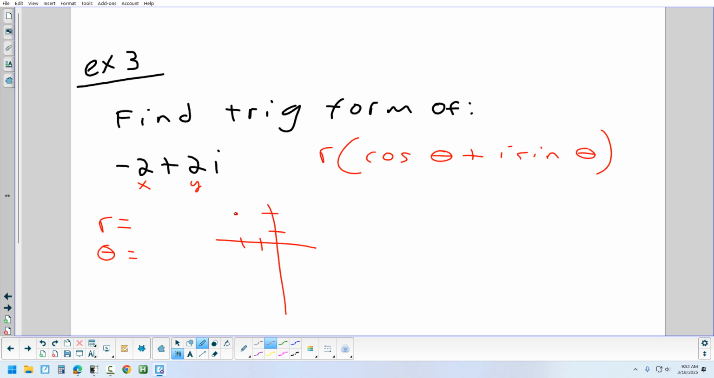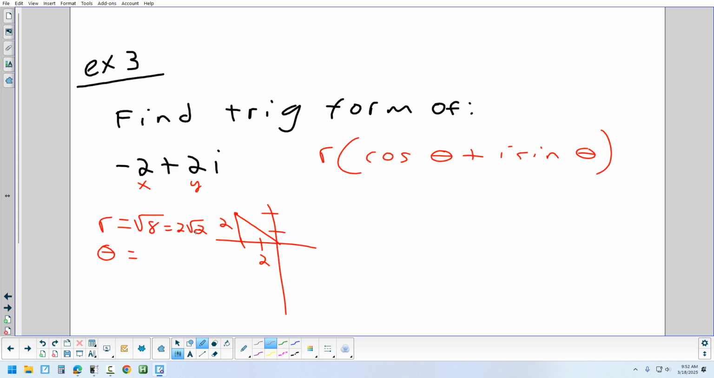R squared equals A squared plus B squared, or x squared plus y squared, which is our Pythagorean theorem. You're just going to use the Pythagorean theorem. Each side is 2. So 2 squared plus 2 squared gives me 4 plus 4. My radius is the square root of 8, which is 2 root 2.